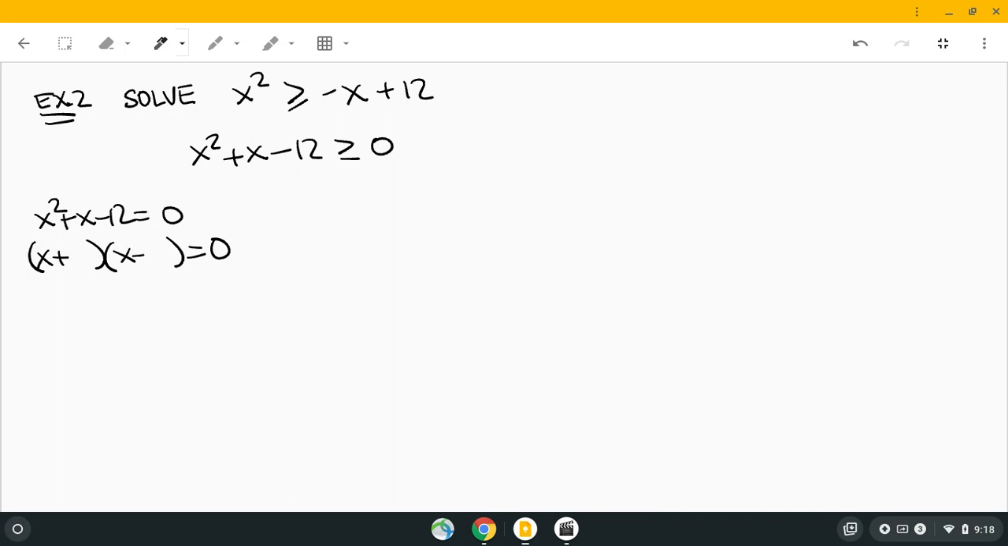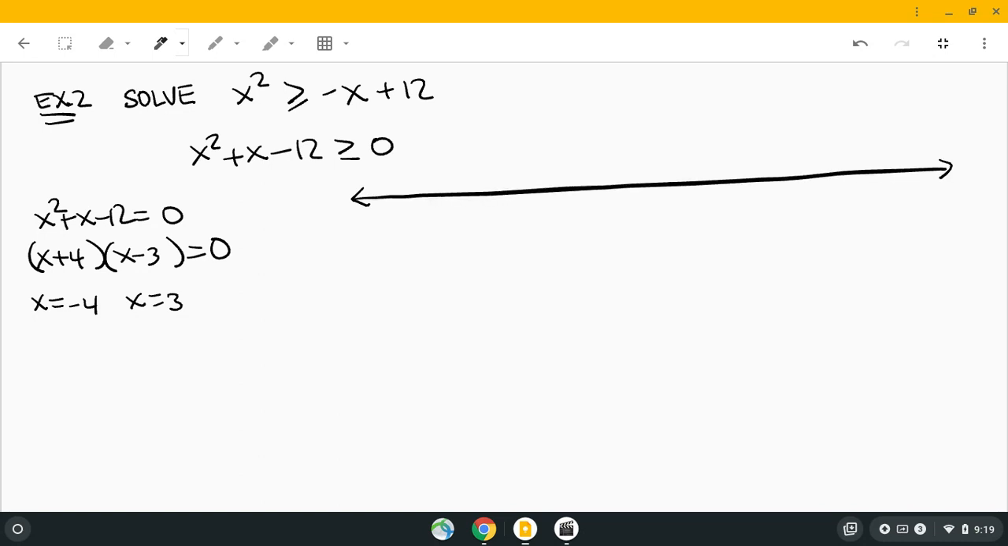Plus minus, so 3 and 4. 4 over here, 3 over here to give us positive 1x for the middle term. Okay, so x equals -4 and x equals 3. Again, don't stop here. These are just your critical numbers that you're going to plot on your number line. Okay? All right, so we have one over at -4.